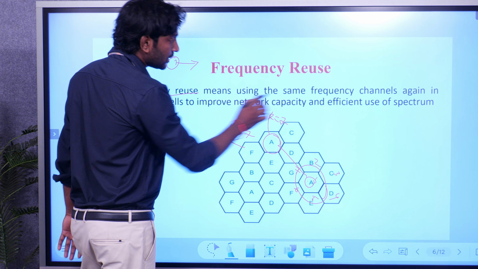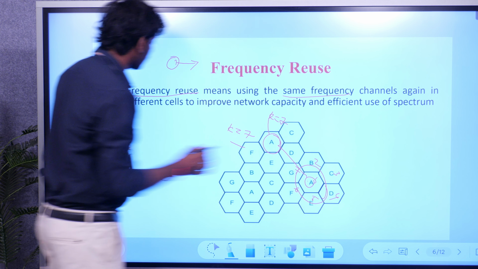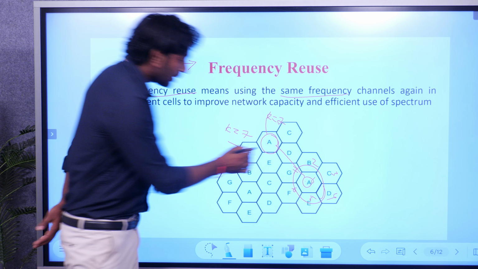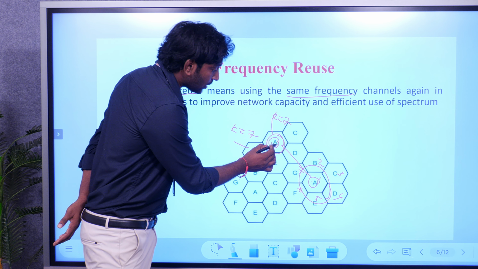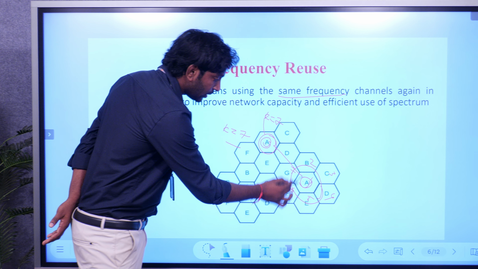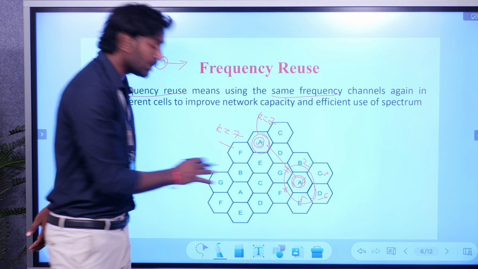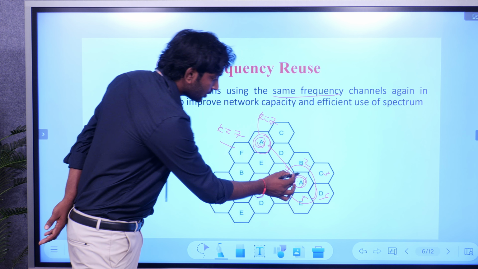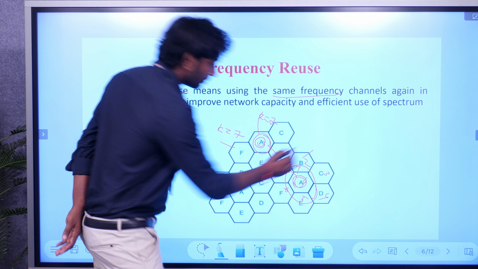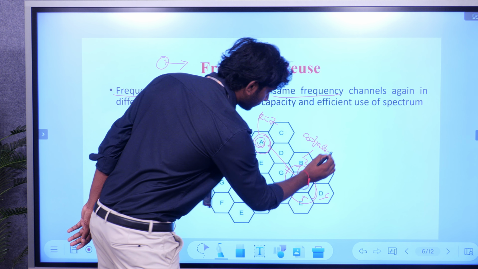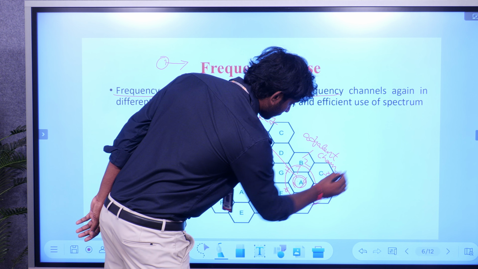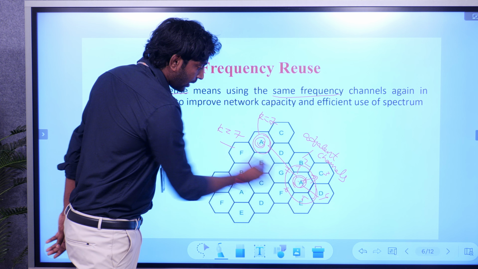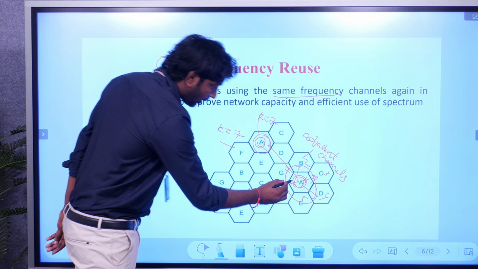Frequency reuse means using the same frequency channels again in different cells to improve network capacity and make efficient use of spectrum. This frequency zone and this frequency zone use the same frequency. This is called frequency reuse. This is also called co-channels. This A and this A are co-channels. A and B are adjacent channels. A and C are adjacent channels. A and D are adjacent channels.